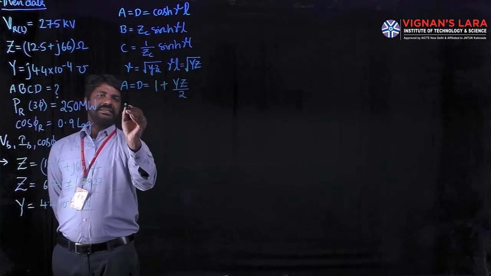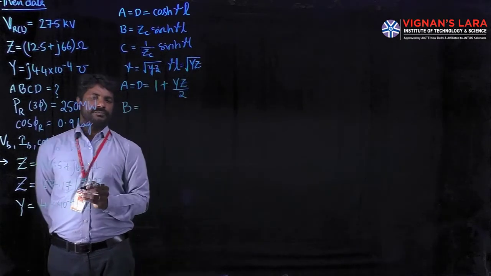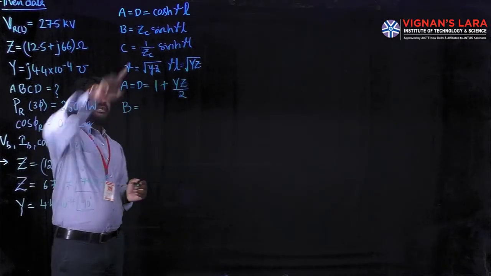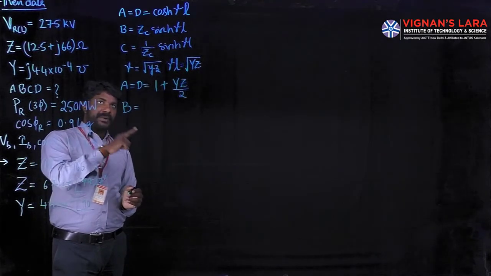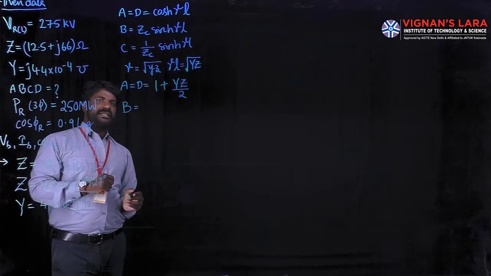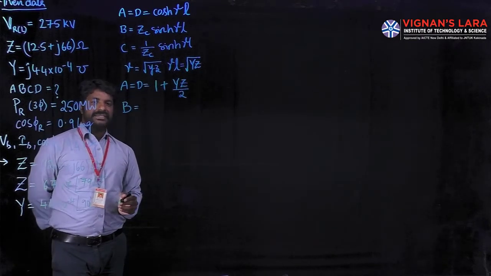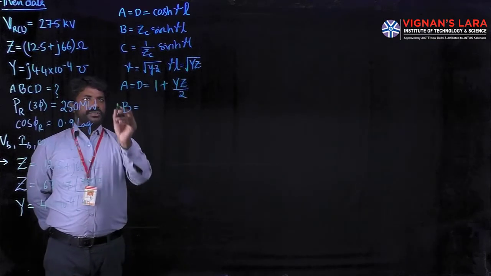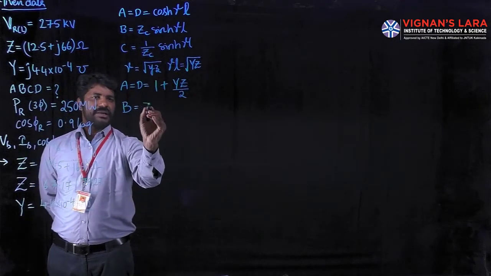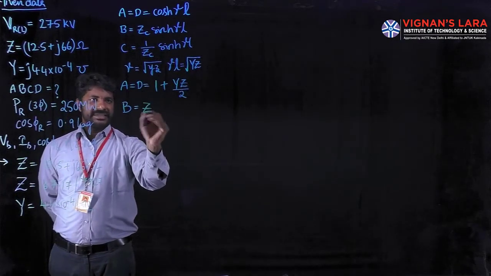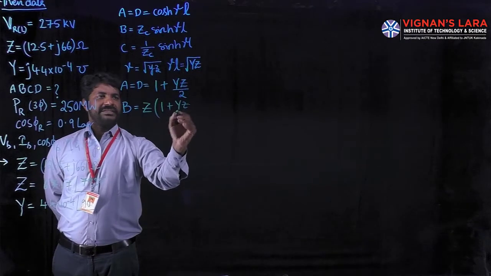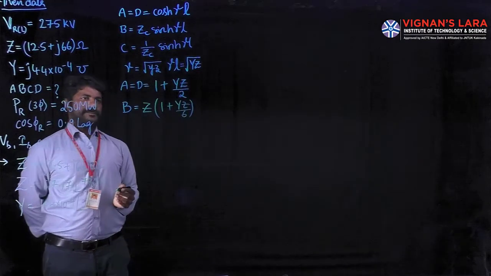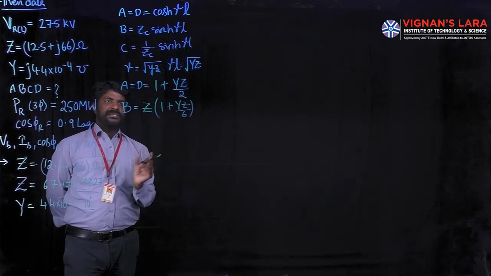Whereas constant B is equal to ZC sinh gamma L. Expanding that sinh gamma L series and multiplying that series with ZC, where ZC is the characteristic impedance, also called surge impedance, whose value is equal to root of capital Z by capital Y. If you simplify that, as in the last class, its value is Z, the series impedance, into the series, which is 1 plus YZ by 6, neglecting the higher powers. The fraction you get for B is Z into 1 plus YZ by 6.